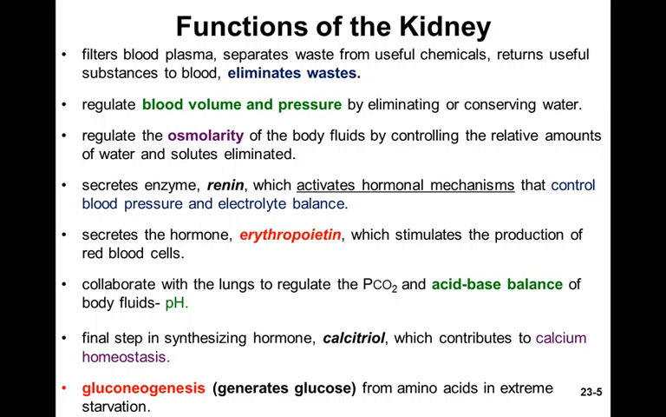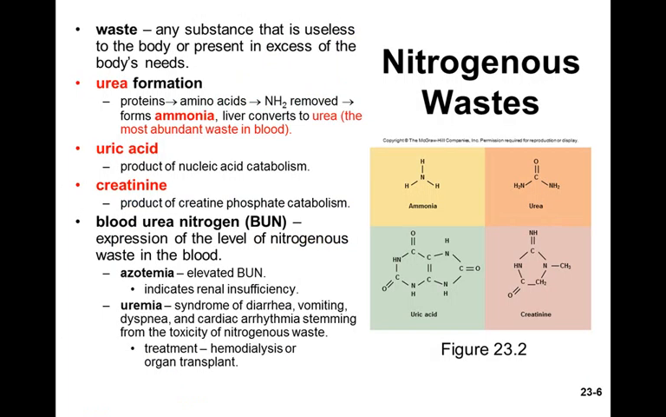This is called gluconeogenesis. Now, this is not a desirable function of the kidney. This only happens in extreme starvation. Once the digestive system has used all the glucose that it has stored, the kidney can actually make glucose from its amino acids. Again, that is not a normal function of the kidney. That only happens in extreme cases.